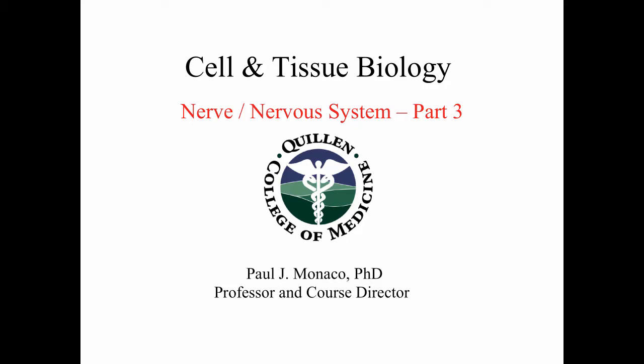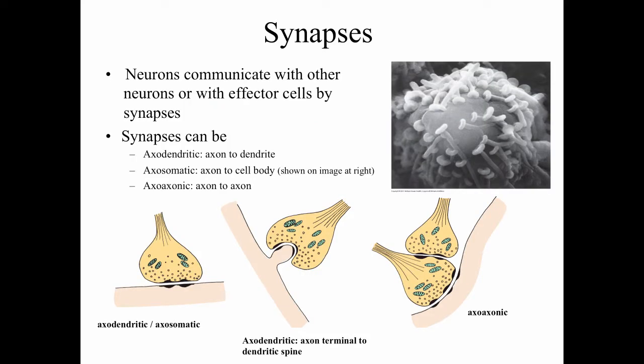This podcast will continue our discussion on nerves and the nervous system. We're going to be looking primarily at synapses in this podcast. I think, as you're aware, neurons communicate with other neurons or with their effector cells by synapses, and we can define synapses as axodendritic synapses, that is, where an axon would synapse to a dendrite.